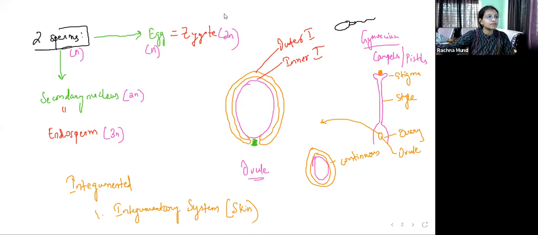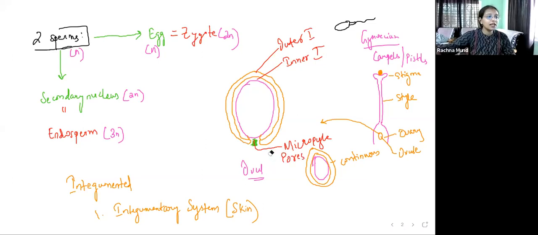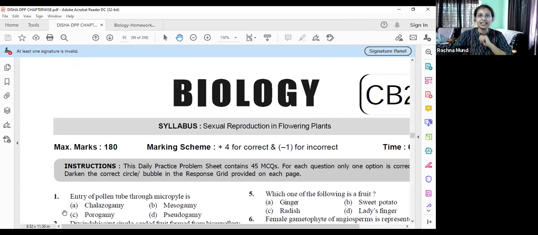So tell me, what is this region called? This region is your micropyle. Another name of micropyle, you might have read it in your books somewhere, is pores. We call the micropyle the pores. These are otherwise called pores. Okay. Now again, I've just specified this much of the ovule structure. Now from this information, can you answer the first question again? Micropyles are otherwise called pores.